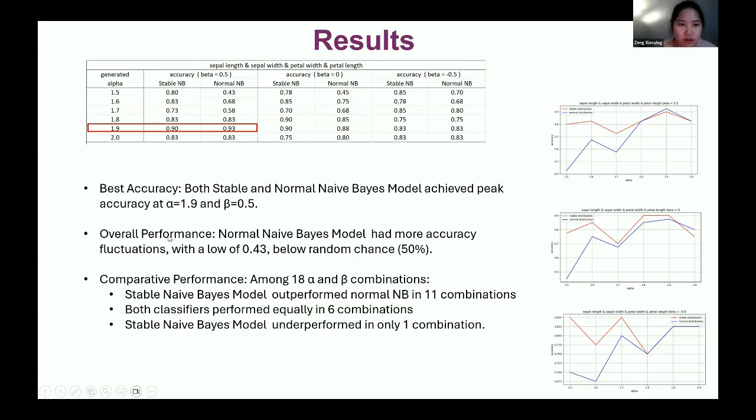The best accuracy for this model is between 0.9 and 0.93, at the combination of alpha equals 1.9 and beta equals 0.5. Overall, the normal model has much more accuracy fluctuation, and its lowest is about 0.43. There are 18 combinations of alpha and beta, and the stable one outperforms the normal one in 11 combinations, both perform equally in 6 combinations, and the stable one underperforms in only 1 combination.